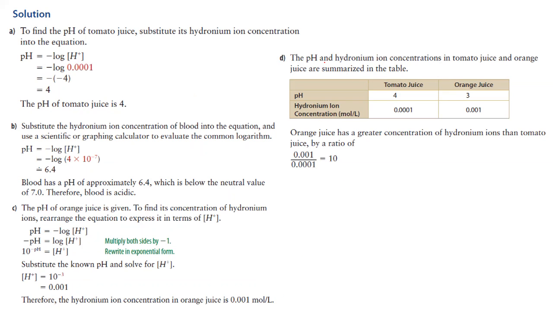And question D, the pH and hydronium ion concentration in tomato juice and orange juice are summarized in this table. As you can see here, orange juice has a greater concentration of hydronium ions than tomato juice by a ratio of 10. Right?